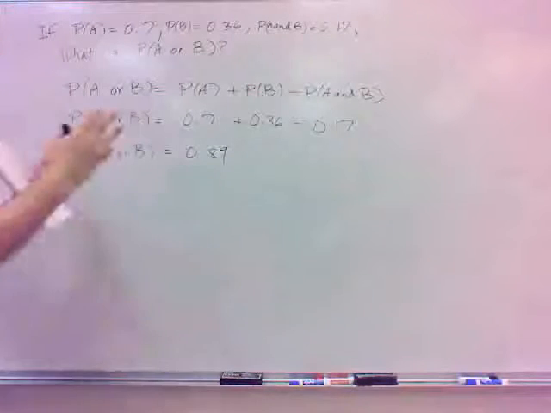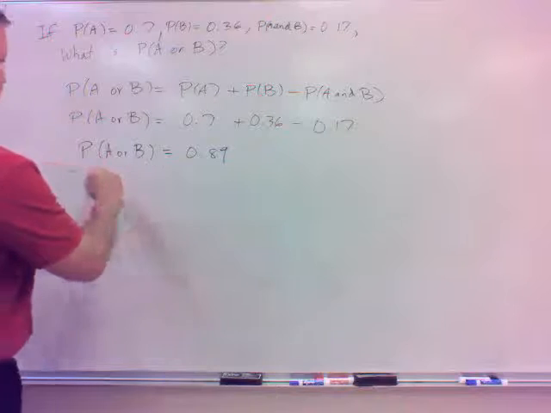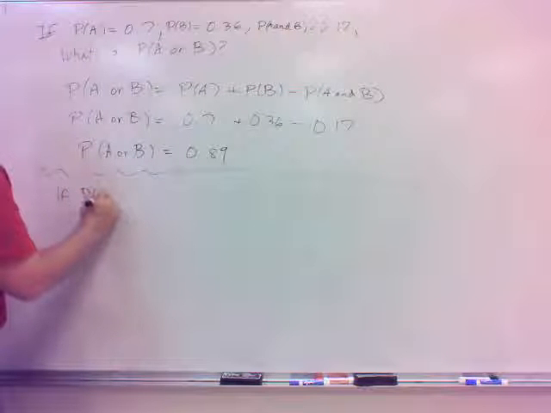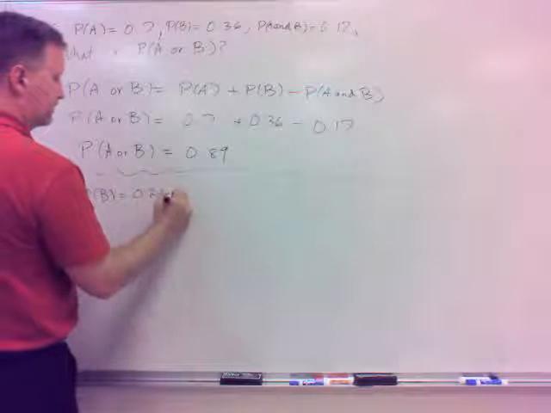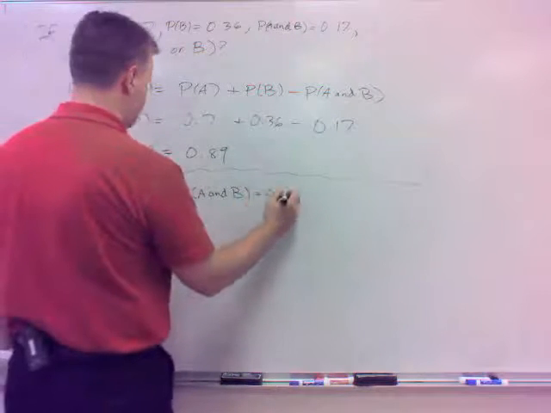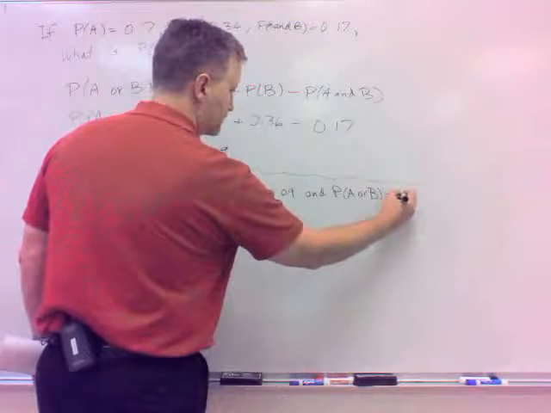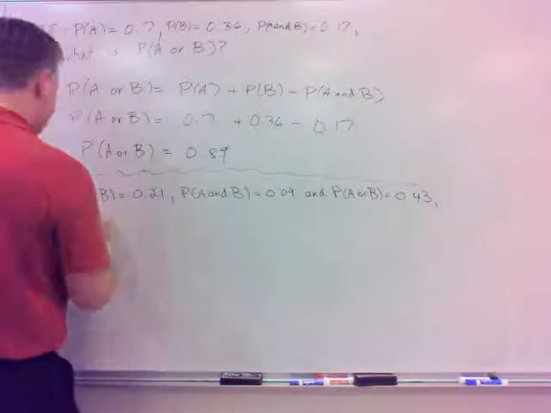And for this formula, too, I mean, we could change it to where we're solving for something other than A or B. We could do another one. Let's say the probability of B is 0.21, the probability of A and B is 0.09, and the probability of A or B equals 0.43. What is the probability of A then?